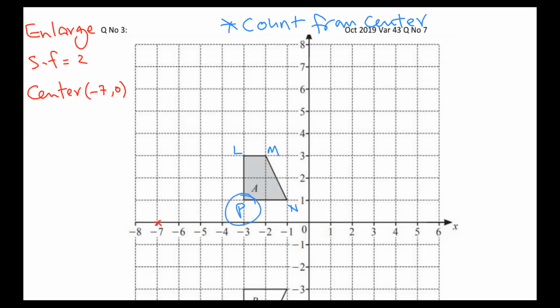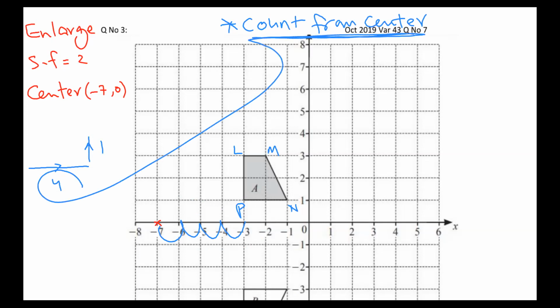How far is P from the center? Let's count. The right side is 4 boxes, and upward it is 1 box. 1, 2, 3, 4. I started counting from the center. Some students by mistake count from the point. Wrong. Don't start counting from the point. Every time count from the center given by the examiner. 1, 2, 3, 4, and then 1 upward.